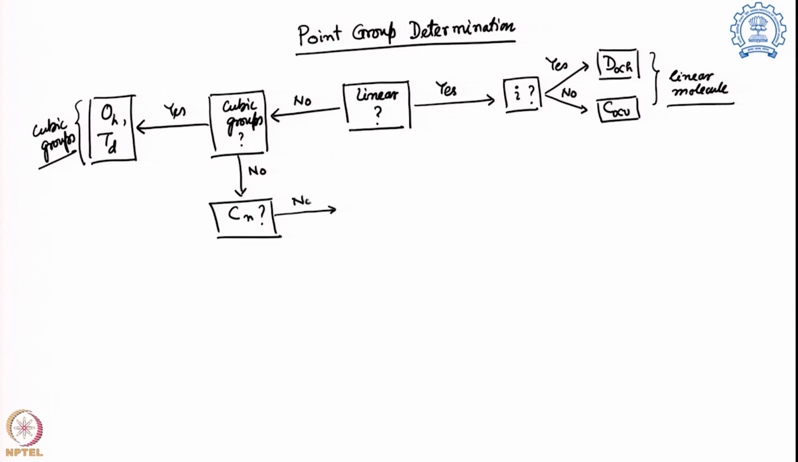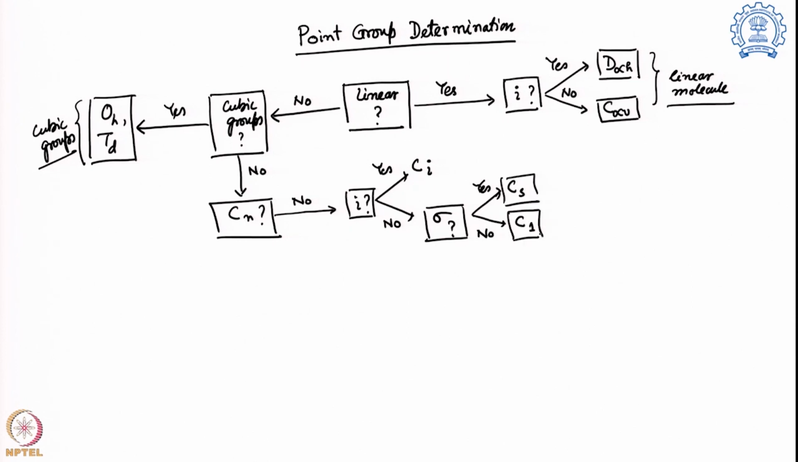If the answer is no, that means it belongs to a non-rotational group, and the next question we ask is whether you have a center of symmetry or not. If the answer is yes, it belongs to the Ci point group. If the answer is no, the next question we ask is, do you have a sigma or not? If the answer is yes, this belongs to the Cs point group. If it is no, then it is C1, the simplest molecule, without any symmetry operation or element present other than the identity operator. These 3 groups, C1, Cs and Ci, belong to the non-rotational groups.